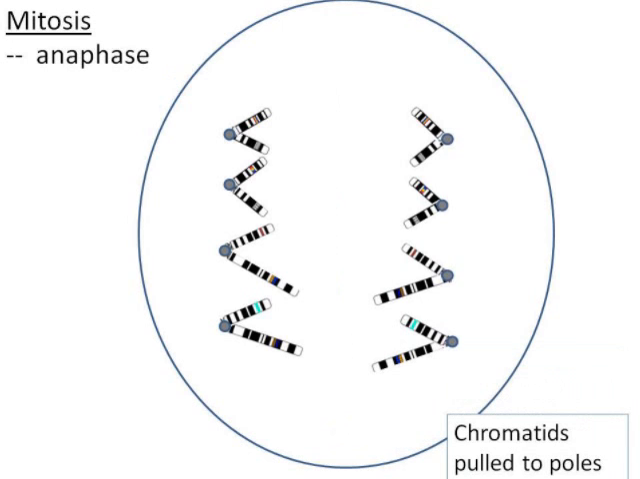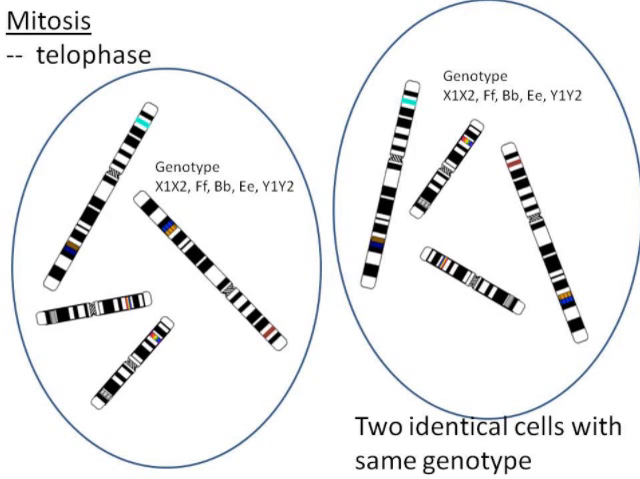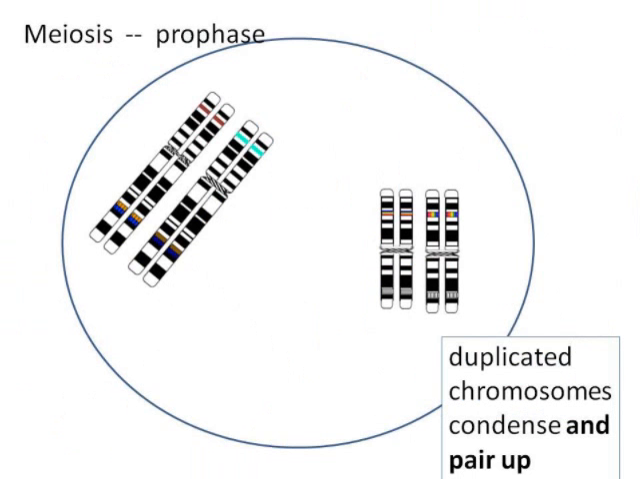So here is our cell going through mitosis in prophase. The duplicated chromosomes condense, and you can see the chromatids for each chromosome. And the chromosomes have appeared at random positions within the nucleus. In metaphase, the chromosomes all line up in the center of the cell.